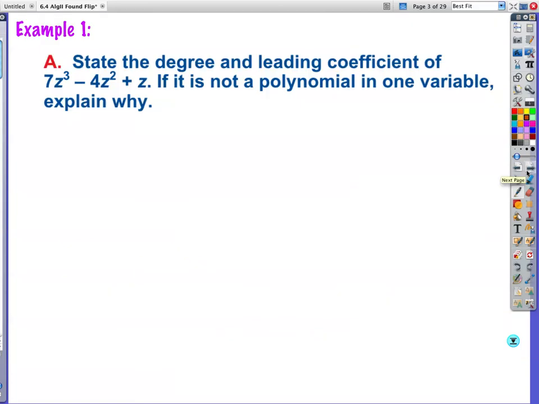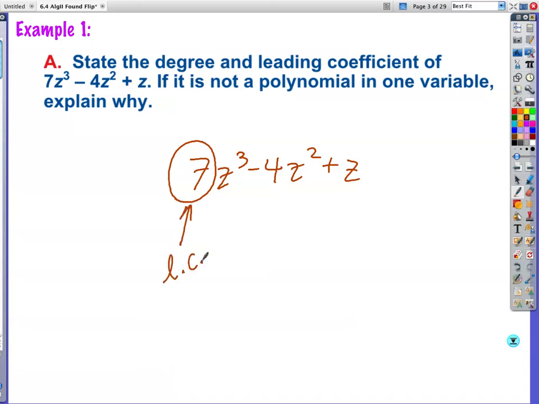Example 1, state the degree and the leading coefficient of 7z cubed minus 4z squared plus z. If it is not a polynomial in one variable, explain why. 7z to the 3rd minus 4z to the 2nd plus z. 7 is your leading coefficient. And what do we have to do? The degree of the polynomial. We have a 3, we have a 2, we have a 1. Which one wins? The degree is 3. It is a polynomial in one variable. The only variable we have are z's.